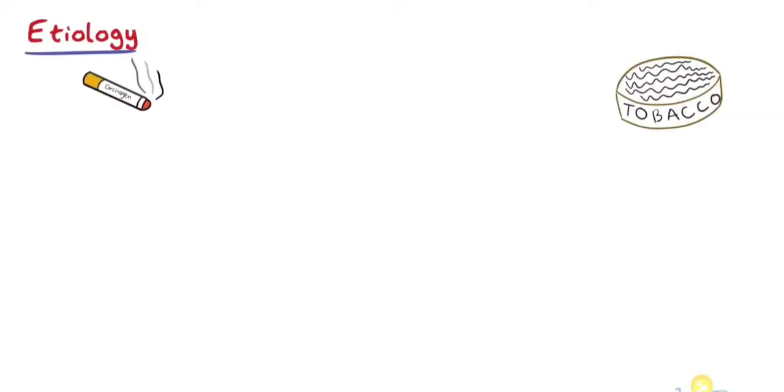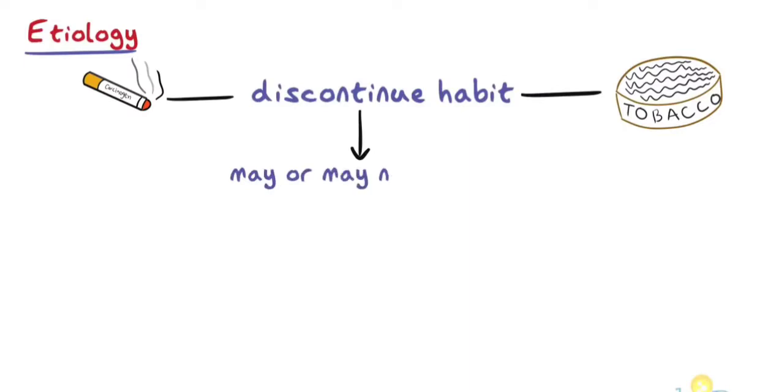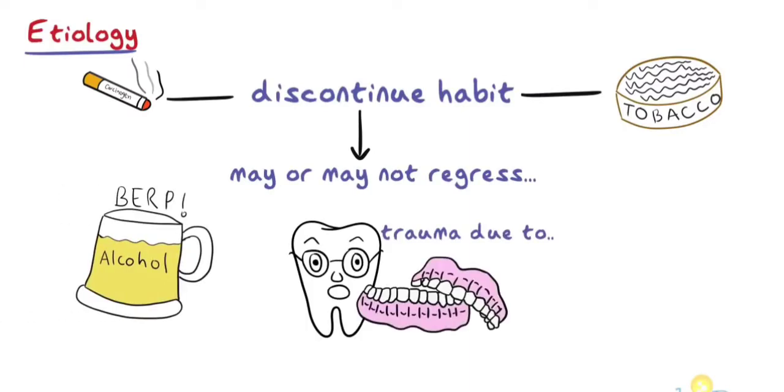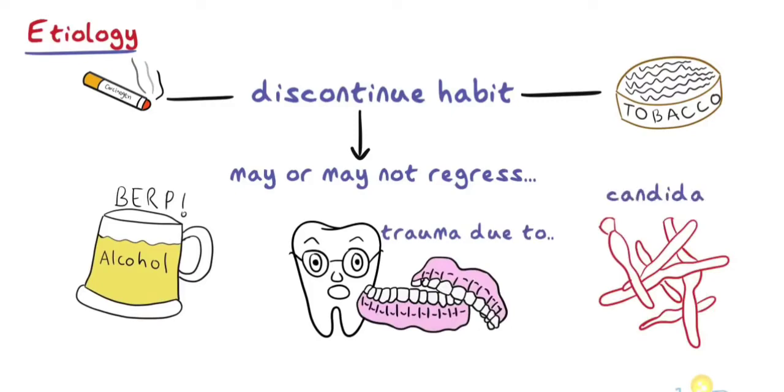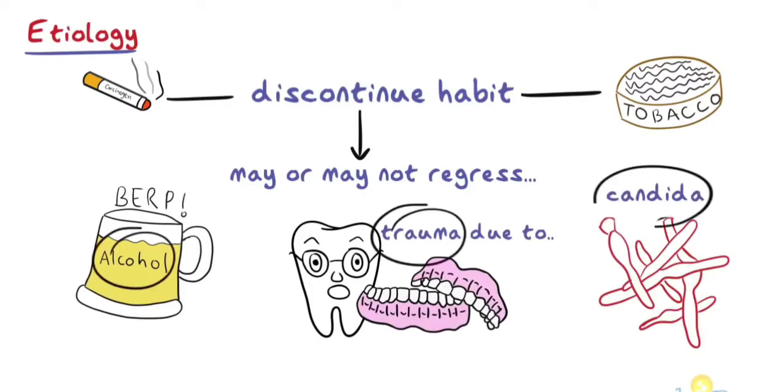Most cases of leukoplakia are related to the use of smoked or smokeless forms of tobacco and may or may not regress on discontinuation of the habits. Other factors like alcohol, trauma, and Candida albicans have also been reported to cause leukoplakia, although these associations are now being disputed. Leukoplakia with no known etiological cause has been termed idiopathic leukoplakia.